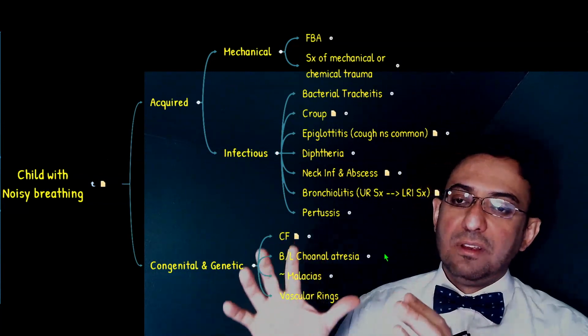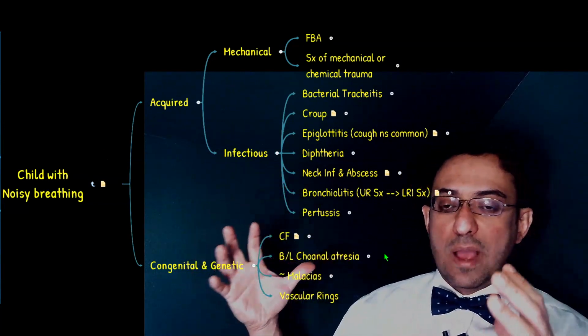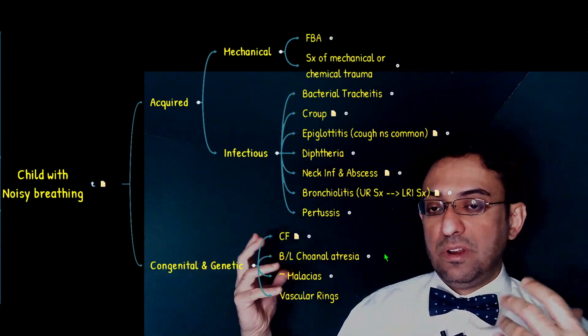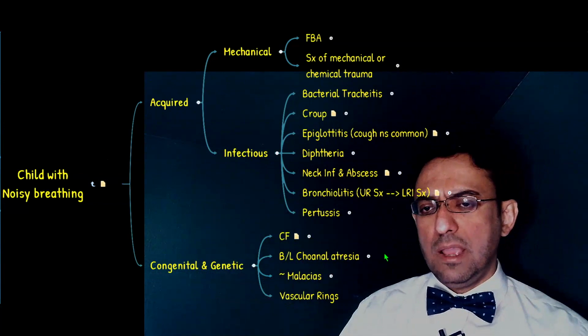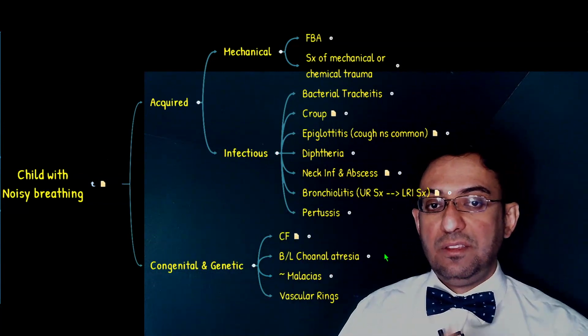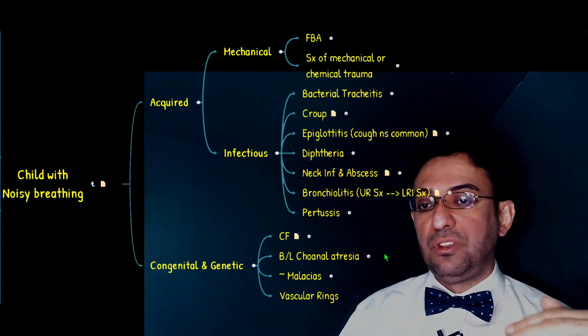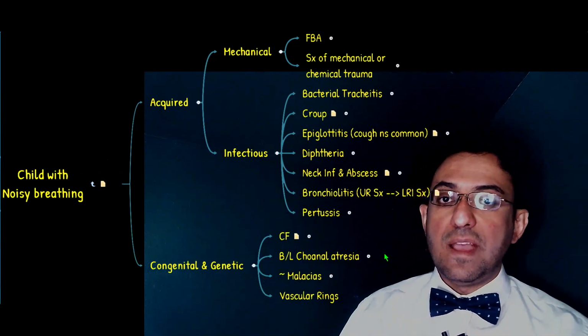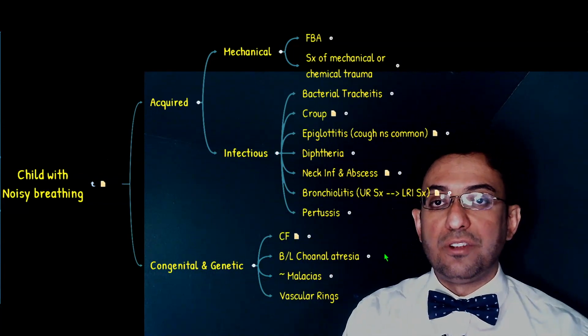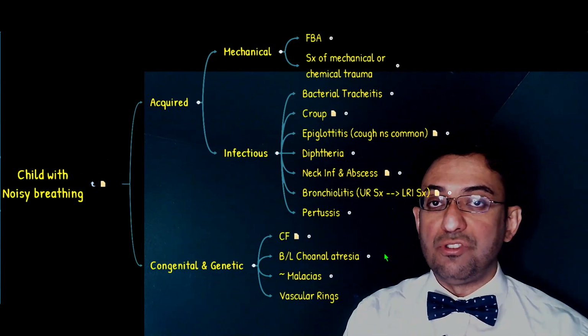With that framework in mind, whenever you have a child with noisy breathing, whenever you have a child with any sort of upper airway obstruction specifically, these are your not-to-miss differentials for that scenario. And with that background, let's start our discussion. The focus of this episode is the mechanical causes, beginning with foreign body aspiration or ingestion.